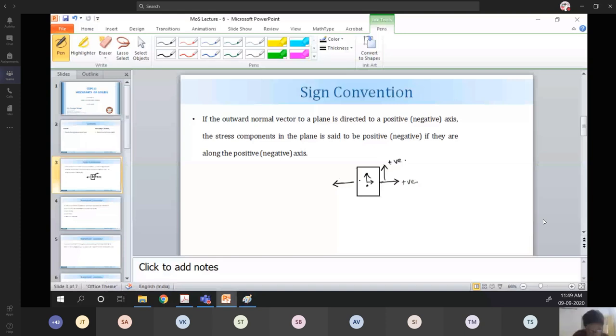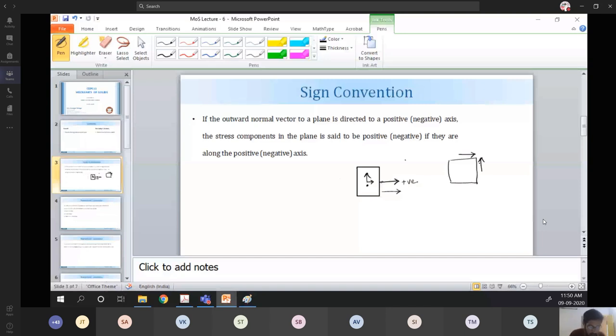Okay, I will make another figure. What can you say about this? This will be the shear stress. I will make one by one. This is fine, right? The outward normal vector is always in the positive direction, and the stress component is also positive if they are along the positive axis.